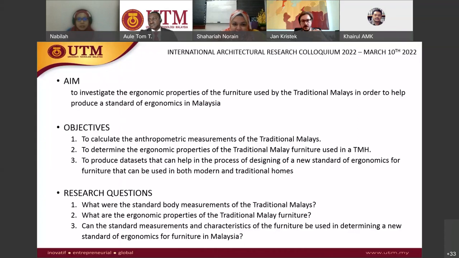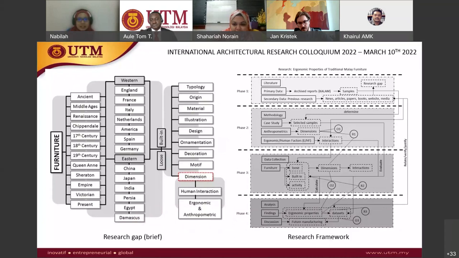So basically, a brief look at the research gap. A lot of studies on furniture have been done on Western furniture, and the ones that focus on Asian furniture are usually from China, Japan or India. Many of these studies only look at the visuals, at how the furniture looks, and not much of them pertain to dimensions and how the furniture interacts with the users. So that is where my research will be looking. It's more towards human interaction with furniture.